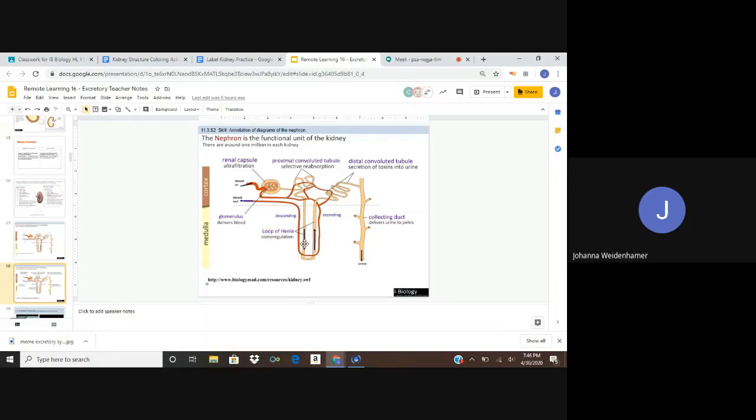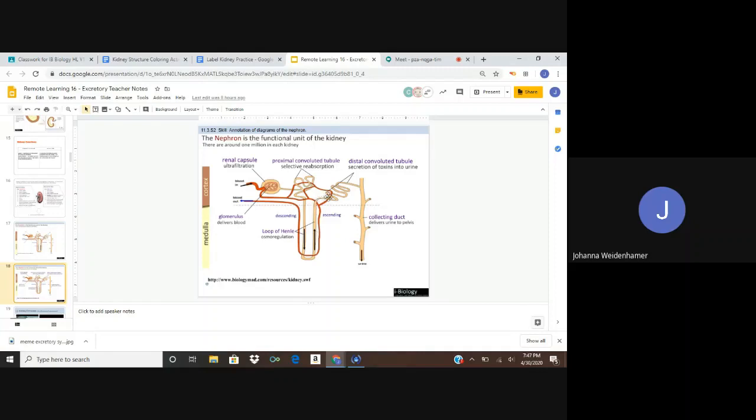And you can also see in your picture that we have this loop here that is also playing a role. So the loop of Henle, as we're coming through here, is going to deal a lot with osmoregulation. Now, the descending is going to help a lot with reabsorbing water, and the ascending is going to help a lot with reabsorbing salts, so sodium and chloride. So here we have the loop of Henle.